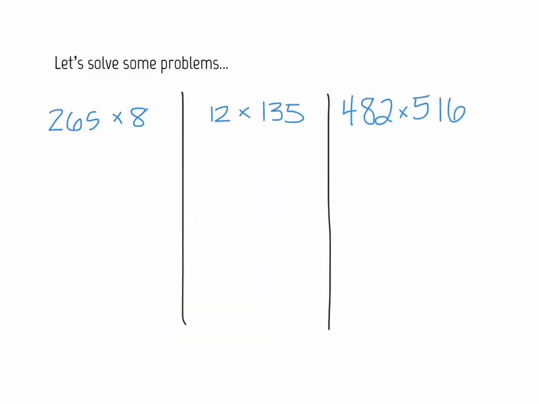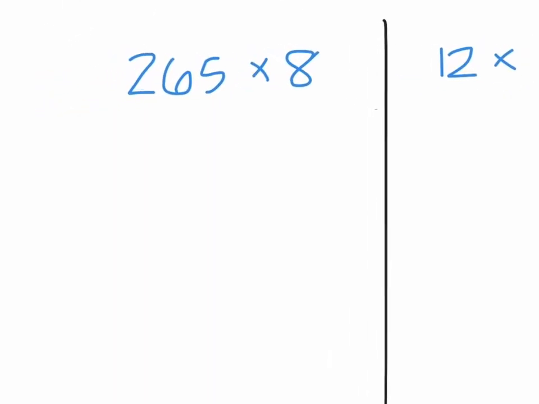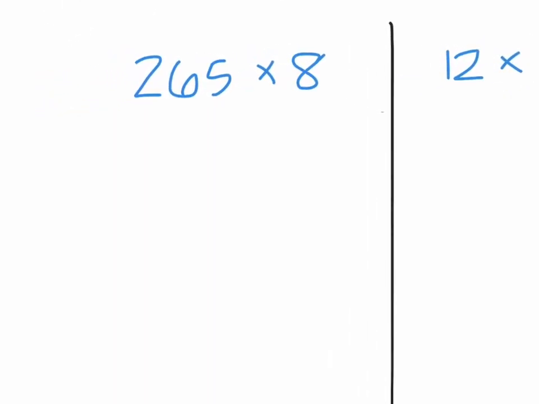Okay, are you ready to solve some problems? I've got intentionally 3 different problems up here, because I want to do a 3-digit number times a 1-digit number, a 2-digit number times a 3-digit number, and a 3-digit times a 3-digit. So we're going to get a little bit more difficult as we go from left to right. So let's do 265 times 8 first. I'm going to have you solve this problem, and then you can check and see how I did.